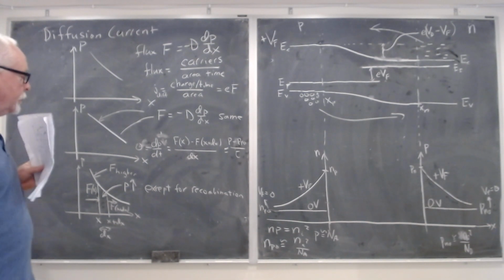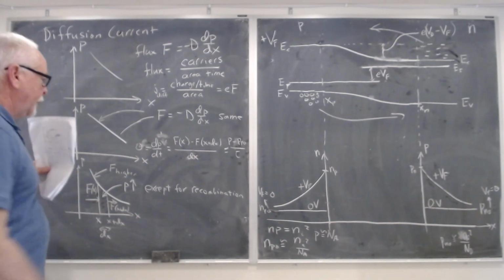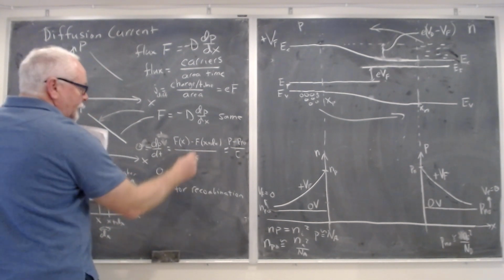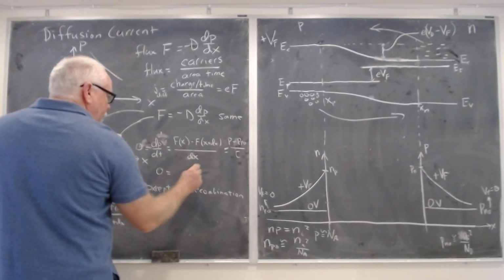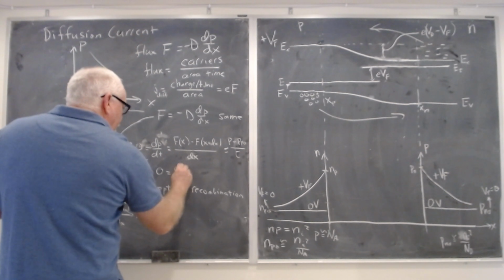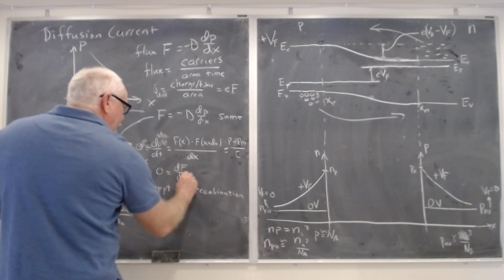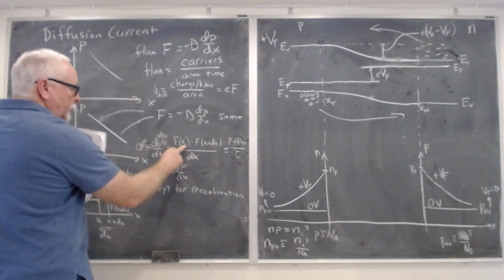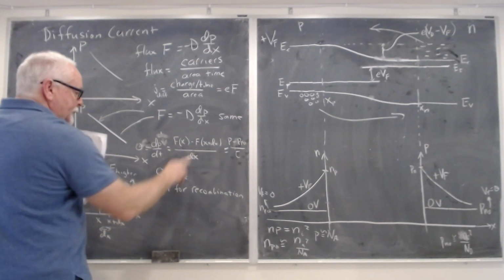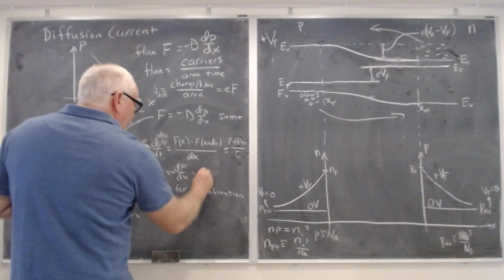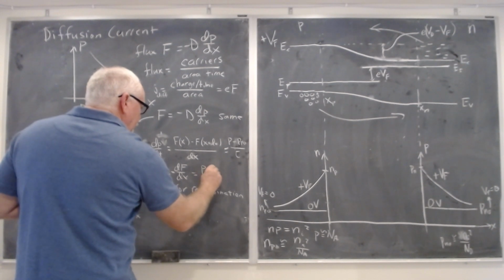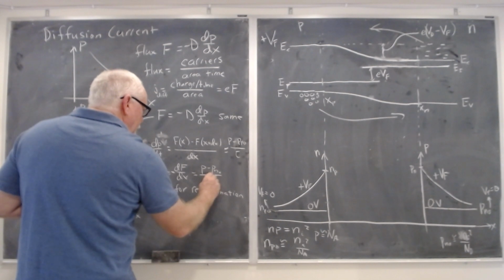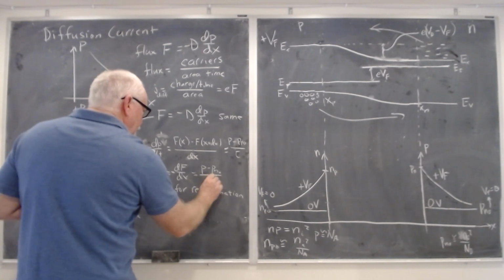Okay, and now we can do something neat, because we can write that 0 is equal to, what is this? This is df/dx. Now it isn't df/dx, it's minus, right? Because df/dx would be that one minus that one. And that's equal to P minus Pn0 over tau.